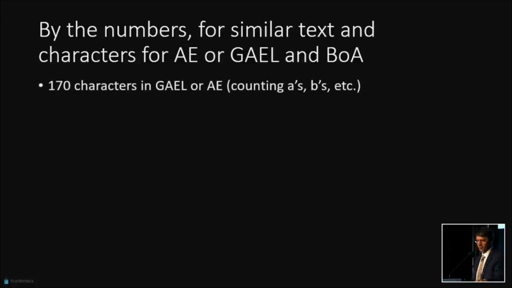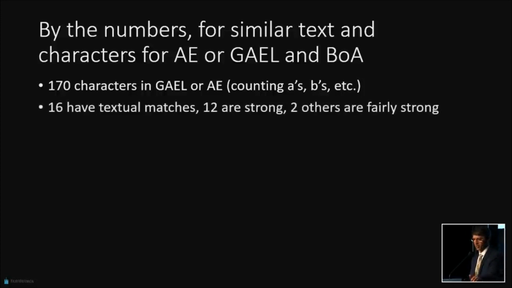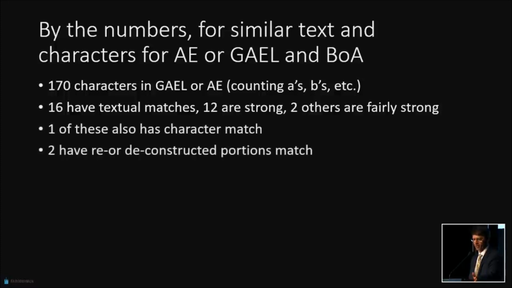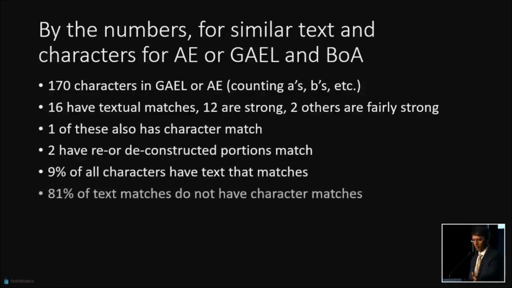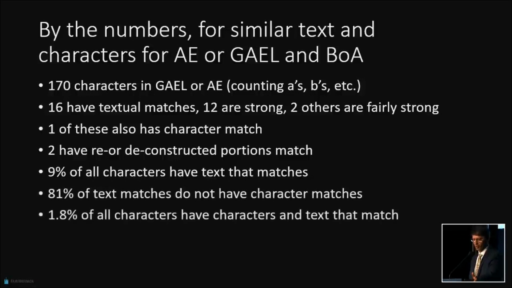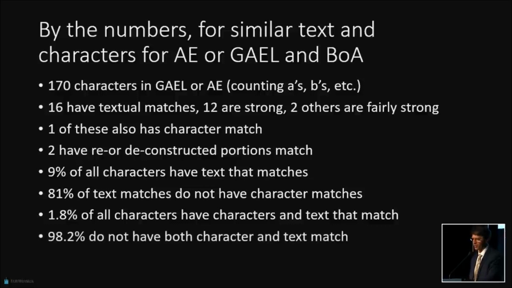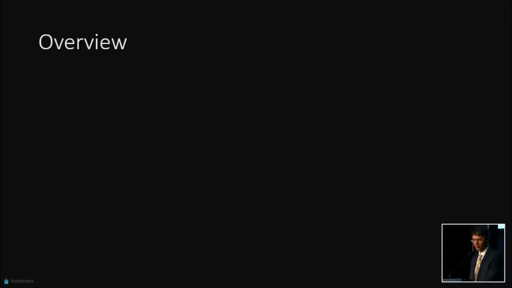By the numbers, if we count all the different things, 170 characters are in the Gael or AE. 16 have textual matches, 12 are strong, 2 others are fairly strong. One of these also has a character match, and 2, when we deconstruct them, have portions that match. So what we end up with is 81% of the text does not have a character match, but only 1.8% of all characters have characters and text that match, which means that 98% of the time they don't match. 98% of the time there's no match whatsoever.